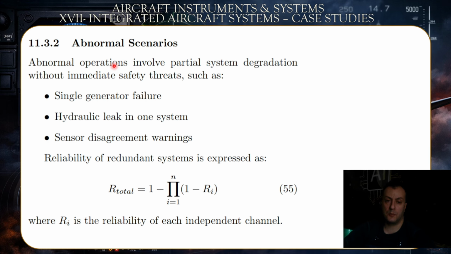Abnormal scenarios. Abnormal operations involve partial system degradation without immediate safety threats, such as single generator failure, hydraulic leak in one system, and sensor disagreement warnings when two sensors are collecting conflicting values. Reliability of redundant systems is expressed as R_total = 1 − Π(1 − R_i), the different reliability factors, from i = 1 to n, depending on the number of independent channels.